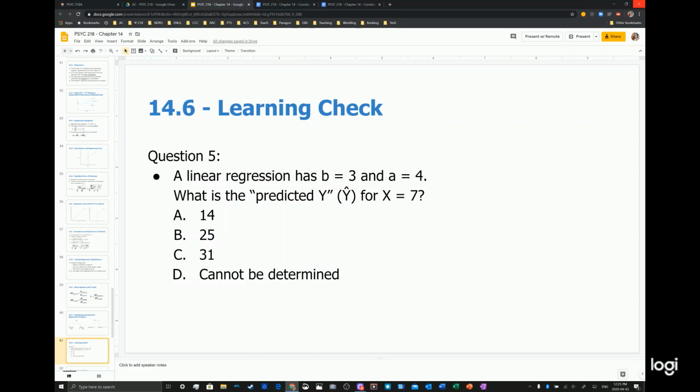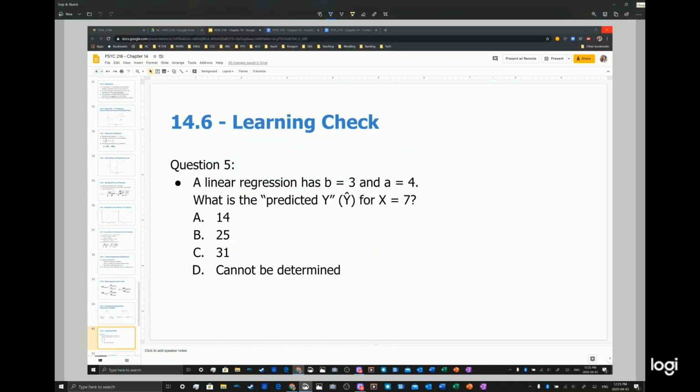So that's it for the regression part of the lecture. And we have 2 learning checks. Completing these learning checks would help us complete the last 4 questions in our practice sheet.